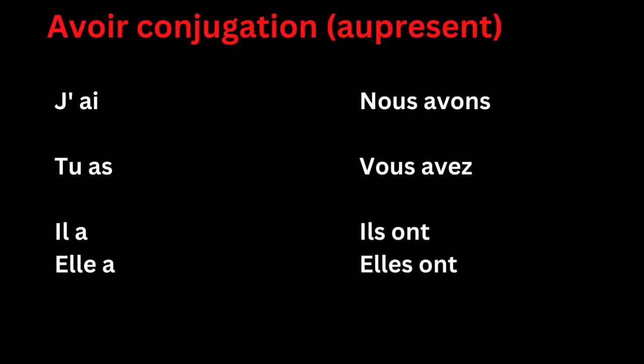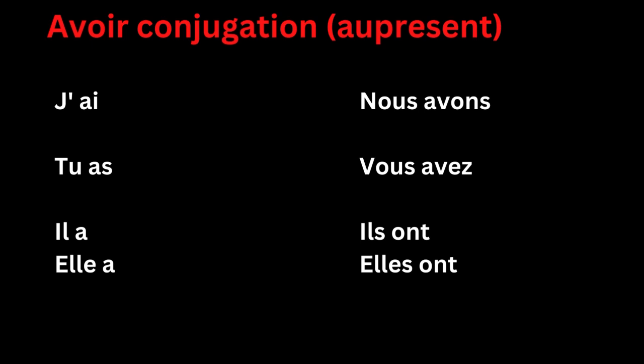Let's see. There we have it. Avoir conjugation au présent. J'ai. You read after me. J'ai. Tu as. Tu as. Il a. Il a. Elle a. Elle a.